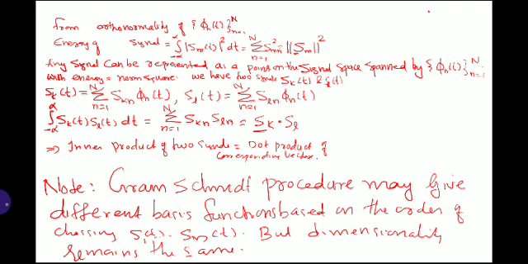Now any signal can be represented as a point on the signal space spanned by phi n of t, n equal to 1 to capital N.